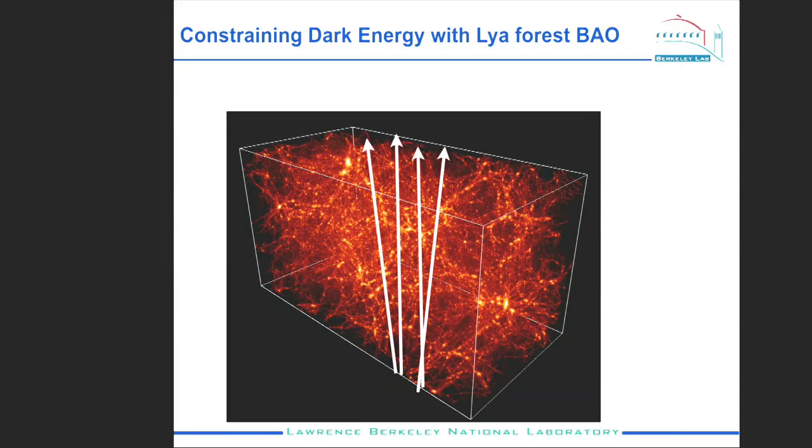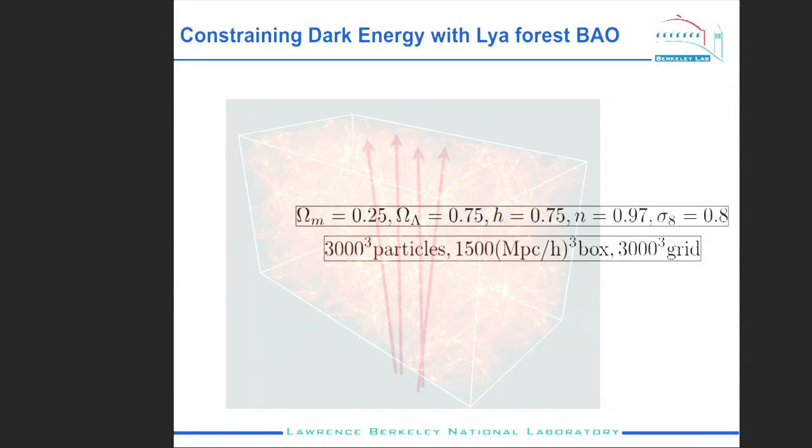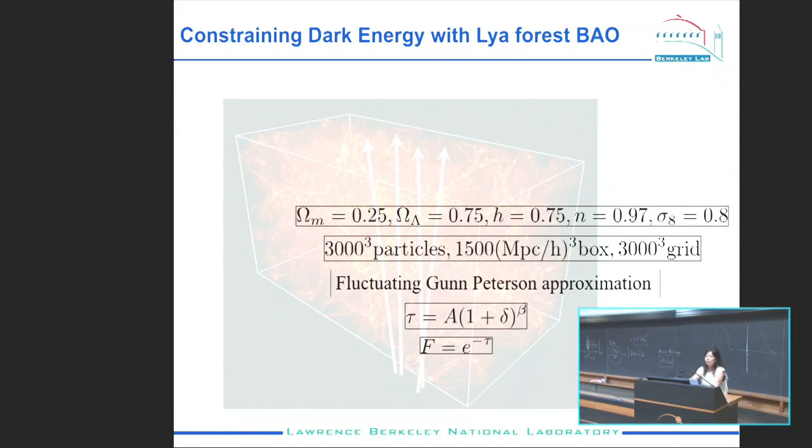We put a bunch of lines of sight through this simulation box. What's this simulation box? This is the old cosmology with a huge number of particles, a pretty big box, because this is at redshift 2-ish, these are really big distances, fairly well gridded so that we can resolve small-ish scales. We assume something called a fluctuating Gunn-Peterson approximation, which basically says the optical depth is a function of density. So that's the second to last equation.